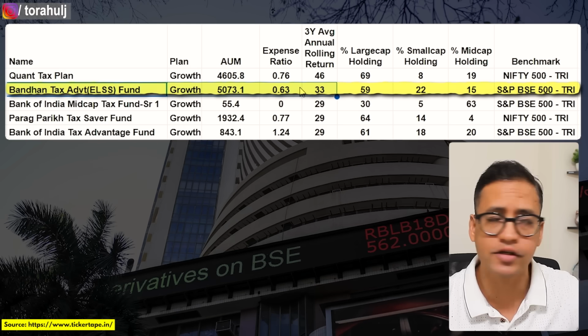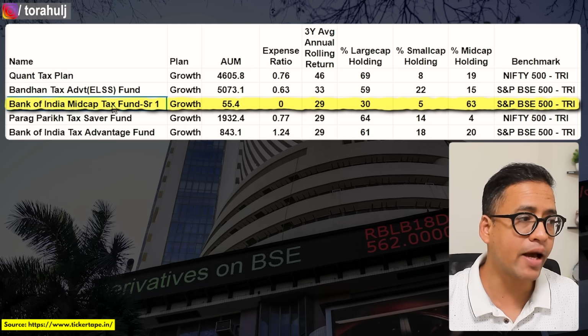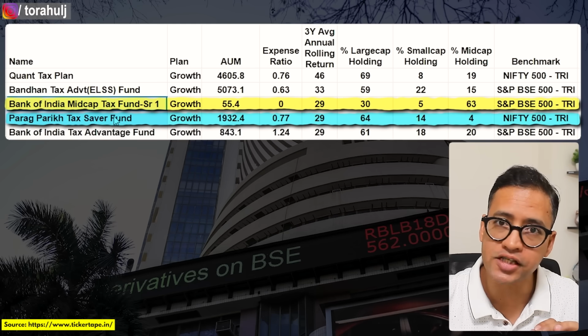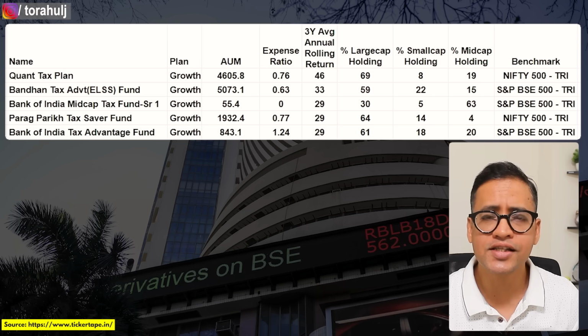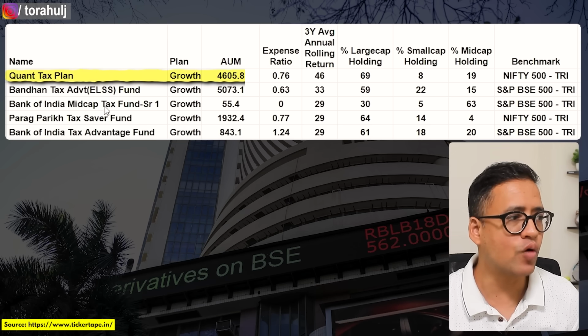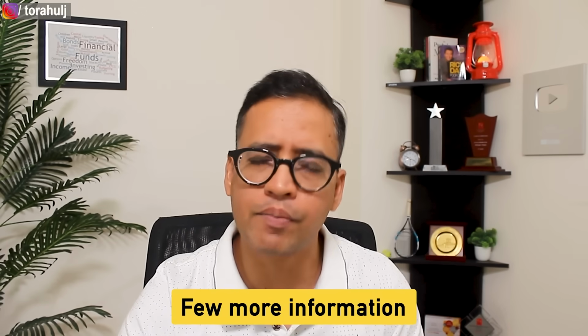And at number 3 place, there are 3 mutual funds: Bank of India Mid Cap Tax Fund, Parag Parikh Tax Saver Fund, as well as Bank of India Tax Advantage Fund. Now looking at this data, one might want to conclude that Quant Tax Plan is potentially the best mutual fund. But before we do that, let me also present you few more information that will help us make this decision.